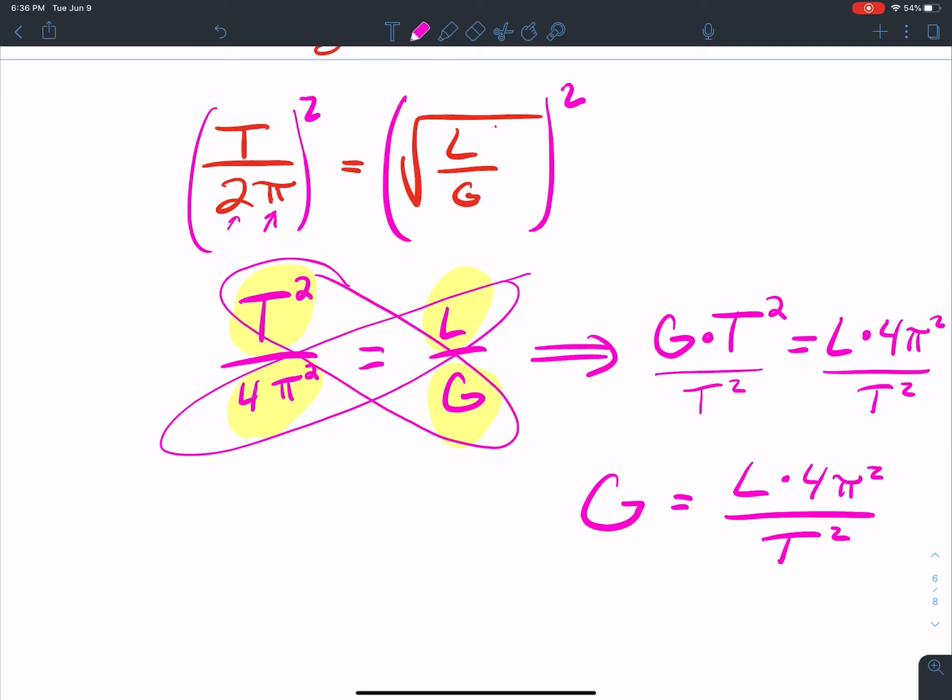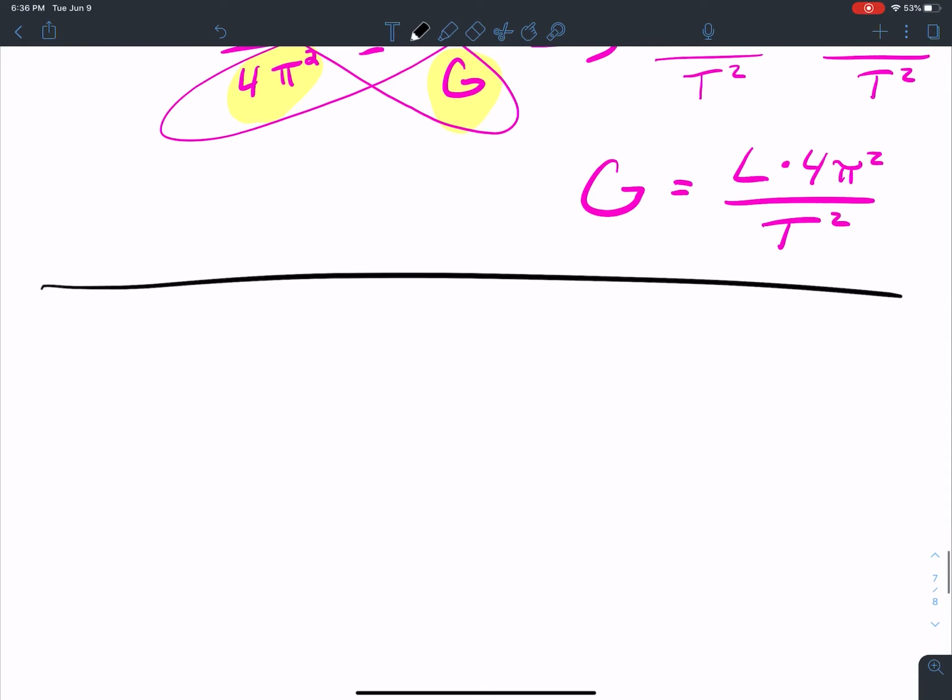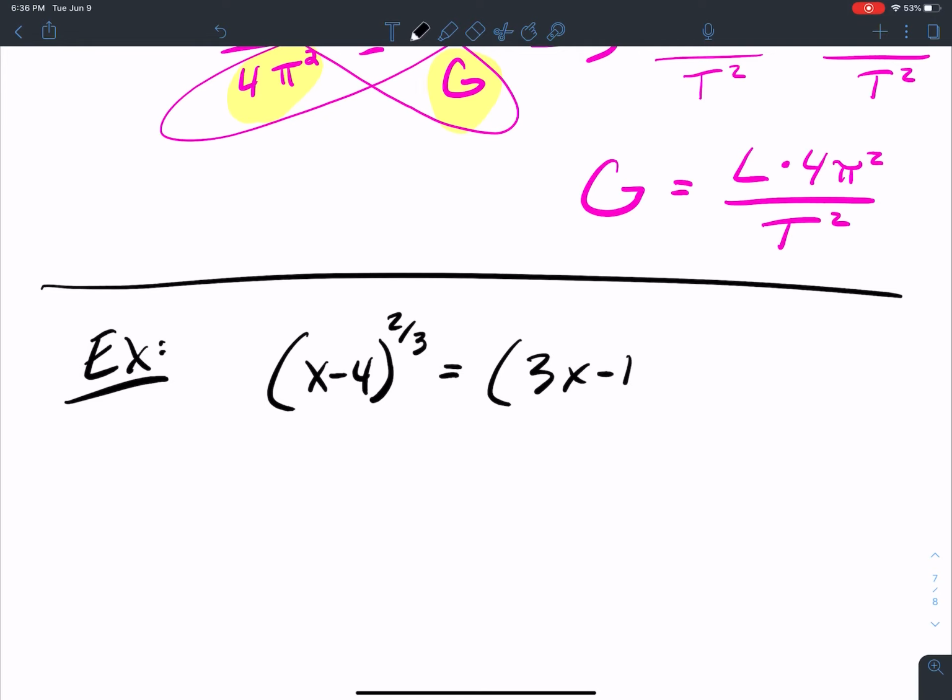All right. Maybe one more practice just for good measure. Just to sum it up, if you can do this problem, man, you got it going on. (x minus 4) to the 2/3 equals (3x minus 14) to the 1/3.